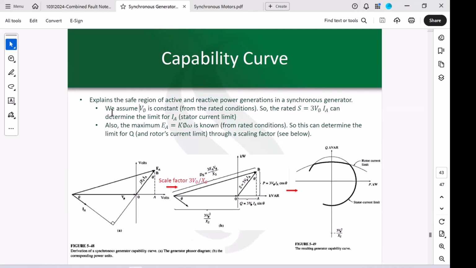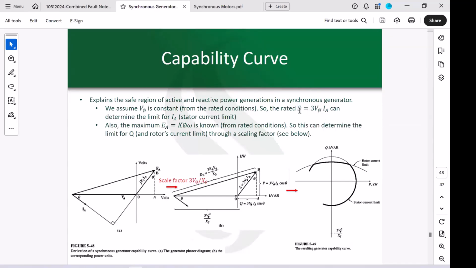In order to find that curve, we will be assuming that V phi is constant. V phi is the representation of the terminal voltage. From the rated conditions, V phi is constant. We're assuming that we are working at the rated voltage conditions. So the rated S, the rated apparent power that the generator can deliver, would be 3 times V phi IA, because we have a 3-phase system. So 3 times V phi IA should give you the S.